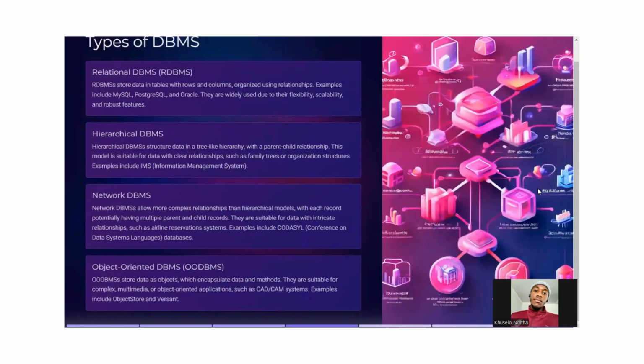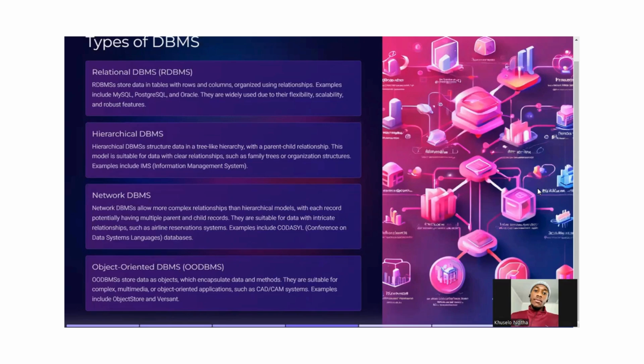Then we have types of database management systems. These include relational databases, which store information in tables with rows and columns organized using relationships. Examples include MySQL, Postgres, and Oracle. They are widely used due to their flexibility, scalability, and robust features.